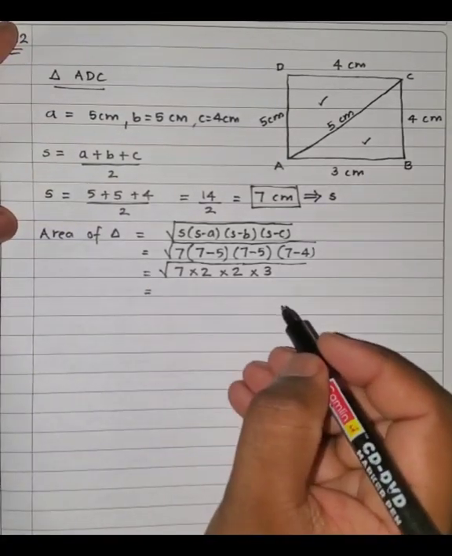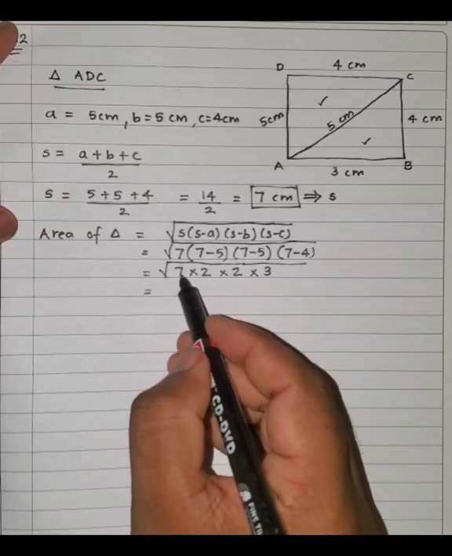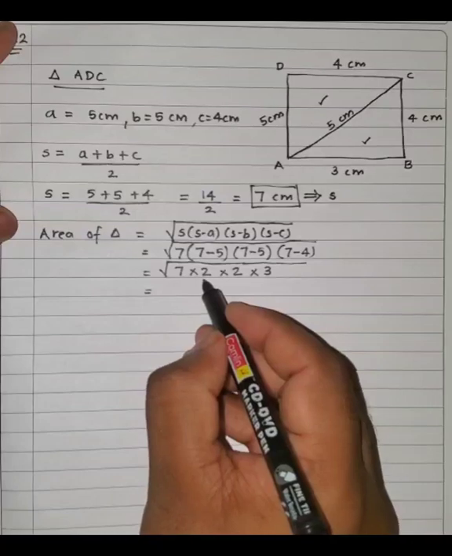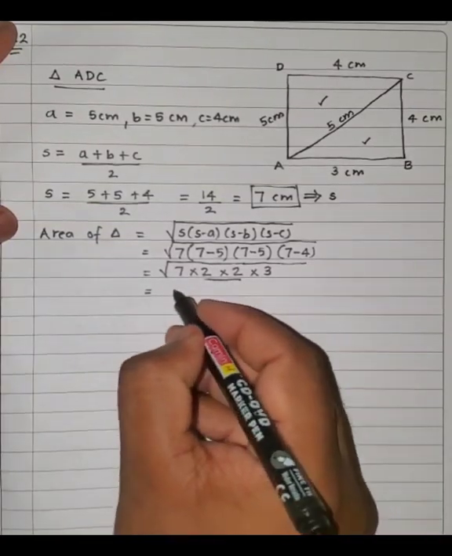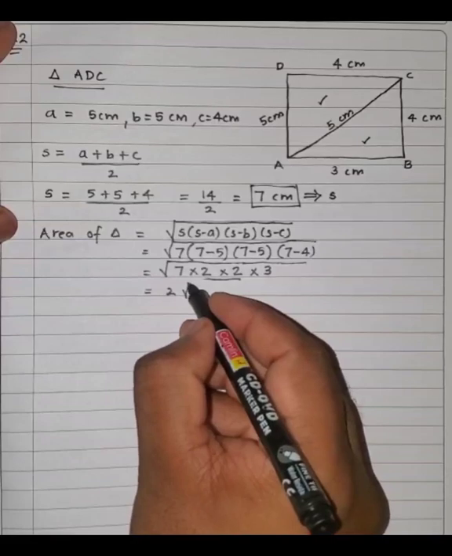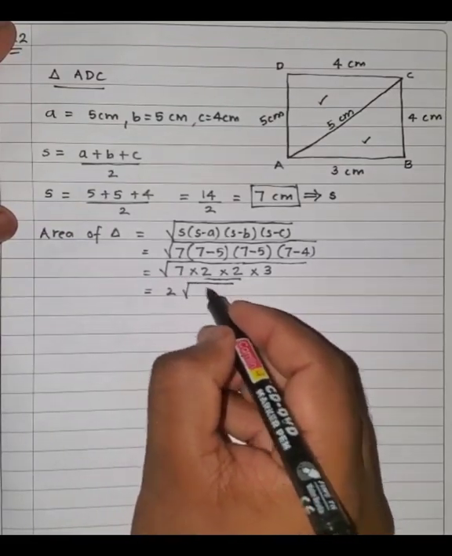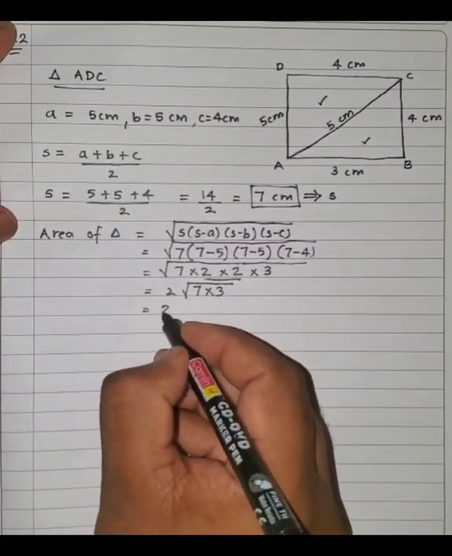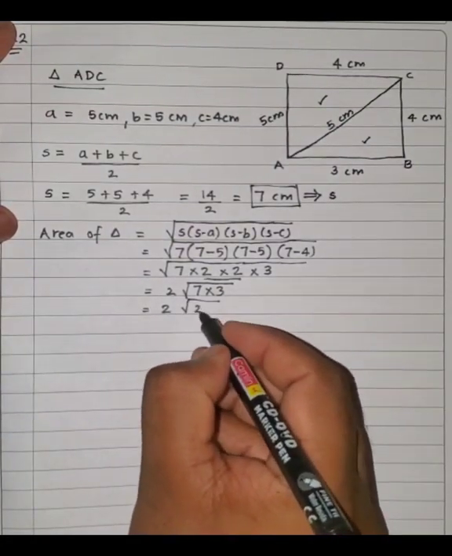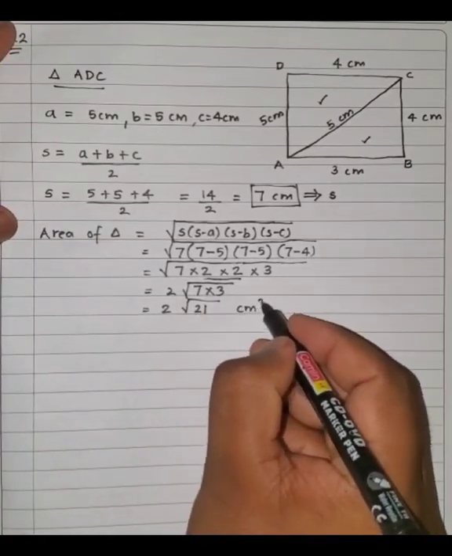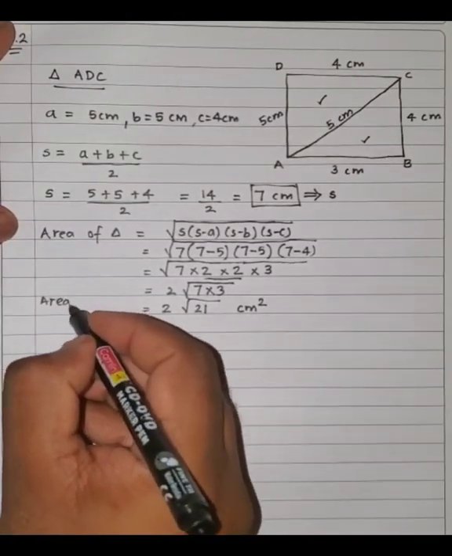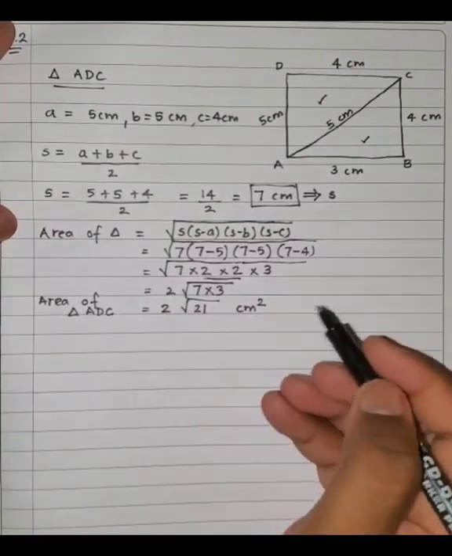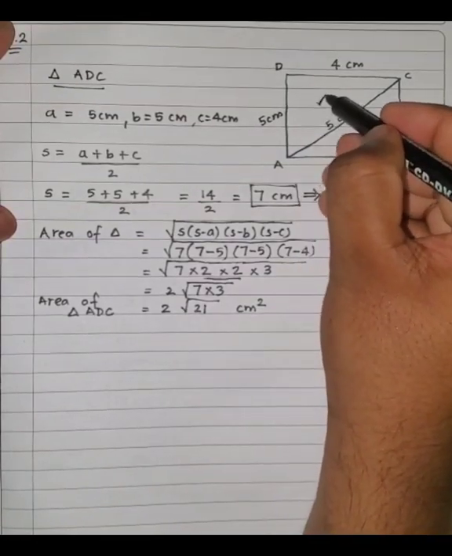Now let us prime factorize it. But then you'll realize that all these numbers are prime factors themselves. So going to the next step, that is making pairs. So I got 2 outside. What do I have remaining under the root? It is 7 into 3. So what do I have? 2 under root 7 into 3, that is 21 centimeter square is the area of triangle ADC.